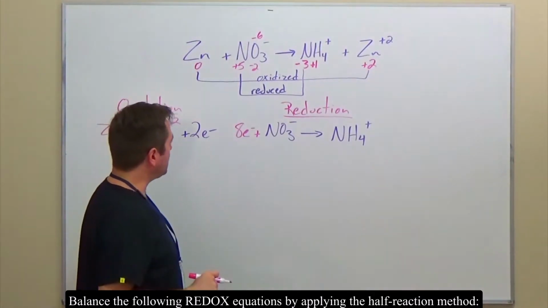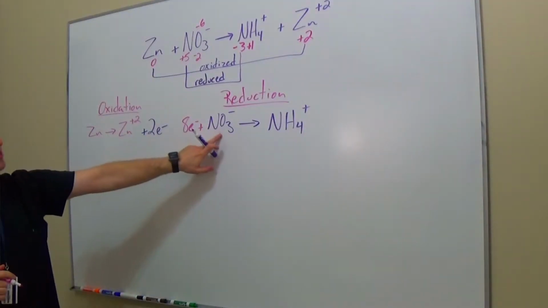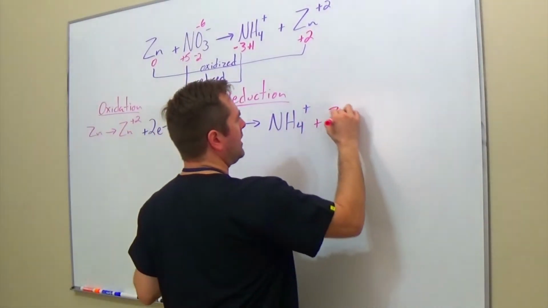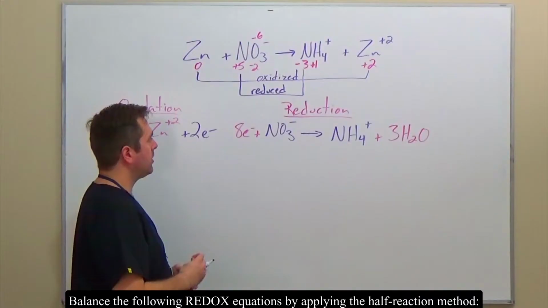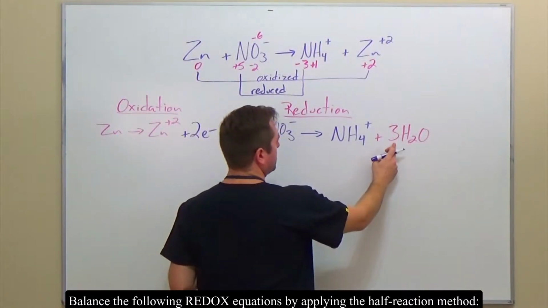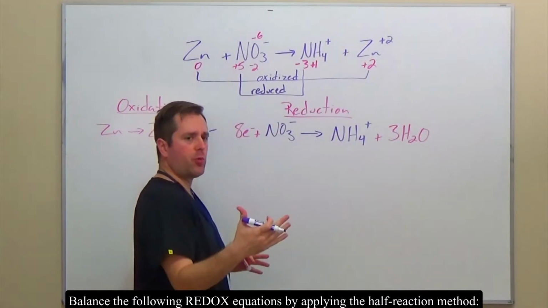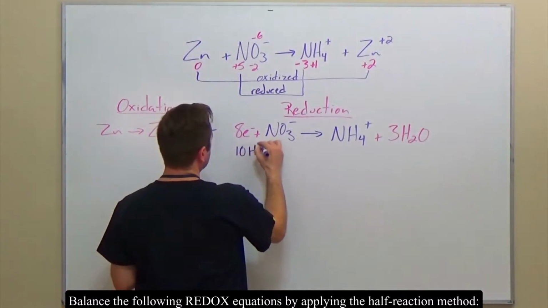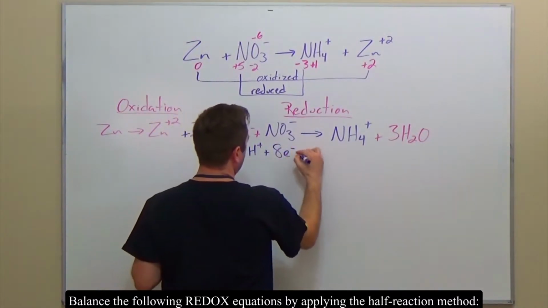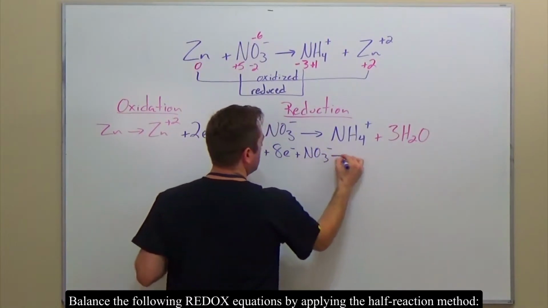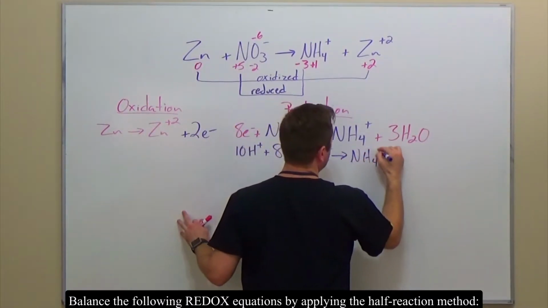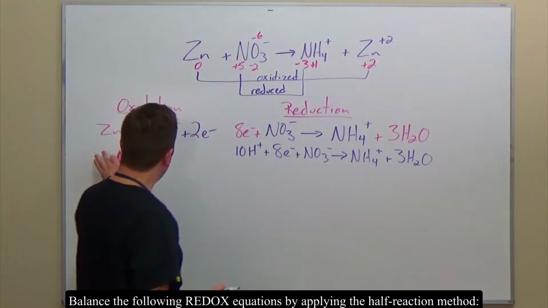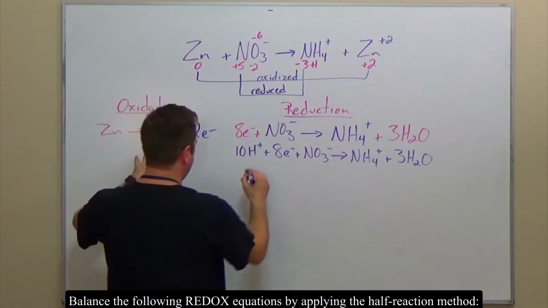Good. Okay, what's next? Exactly, focus on the oxygens. Here we have 3, so let's add waters. Let's add 3 waters to the right side. Okay, how many hydrogens are on this side? 2 times 3 is 6, but don't forget we have 4 additional ones from the ammonium ion, so a total of 10. We need 10 hydrogen ions plus 8 electrons plus the nitrate to yield the ammonium ion and the 3 waters.